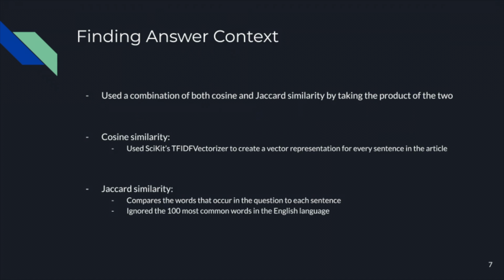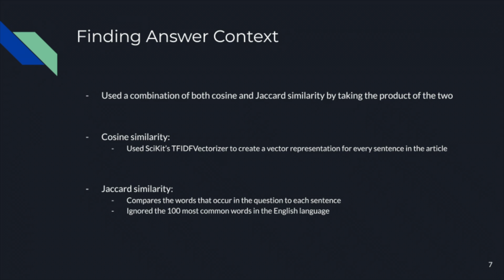To find answer context within the article, we used a combination of both cosine and Jaccard similarity. To find the cosine similarity, we turned the question and every sentence in the article into vectors using scikit-learn's TF-IDF vectorizer, and then compared the question to every sentence. Only sentences with a similarity above 0.2 are relevant to the question.